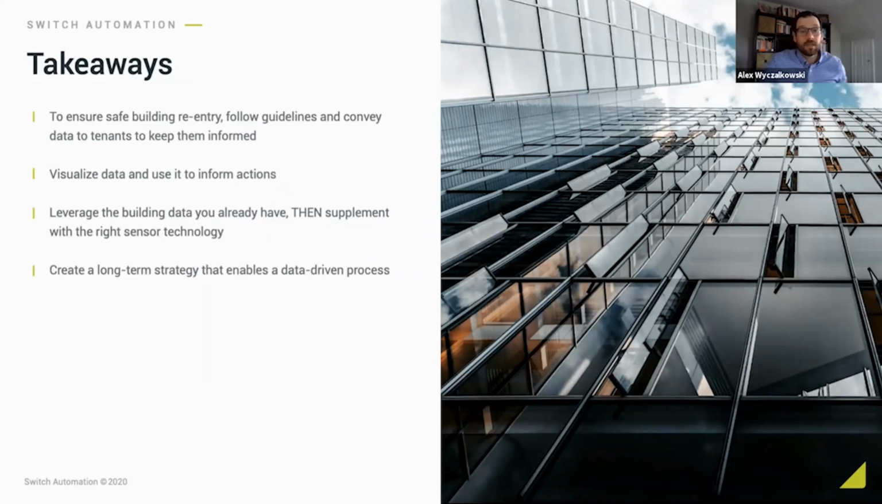So with that, takeaways, our very first question is, what do we do to ensure a safe building and reentry? Follow guidelines and convey that data to your tenants to help them be informed and feel safe. So do those two things. If you remember anything from today, I'd say remember those two things. Follow a data-driven process, and then visualize the data. That's going to let you use it to inform your actions.